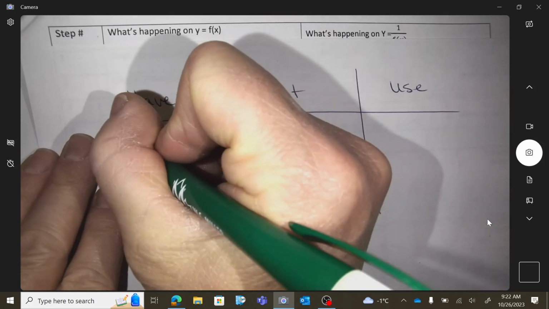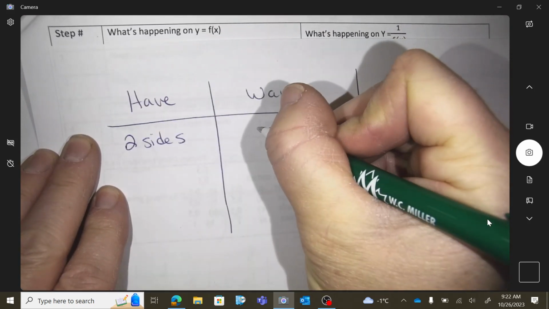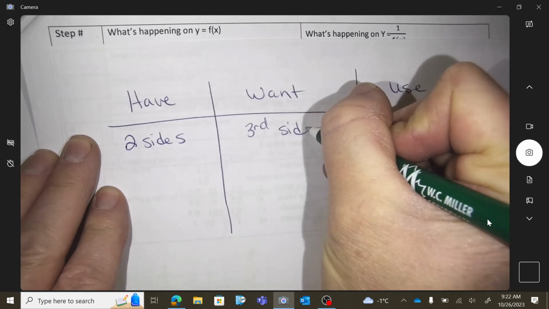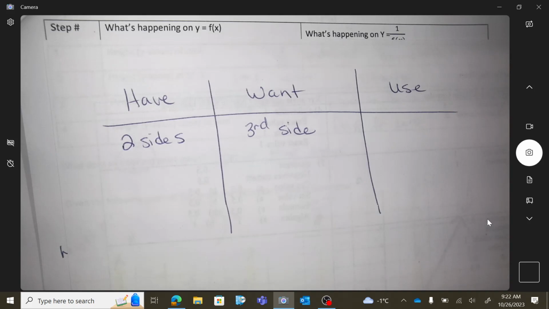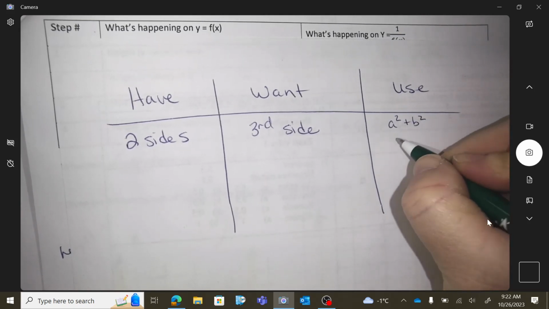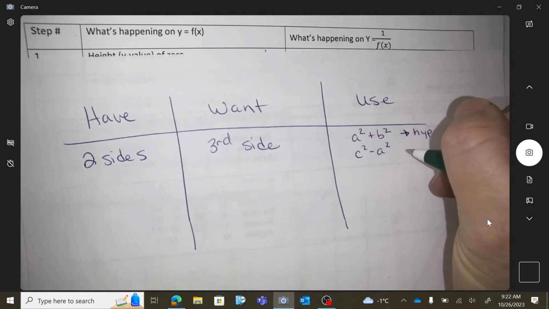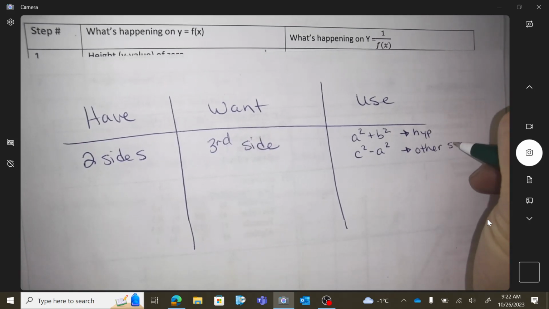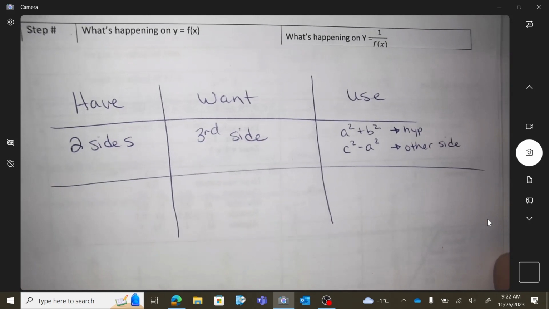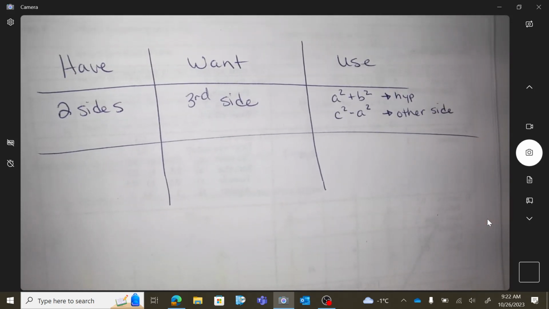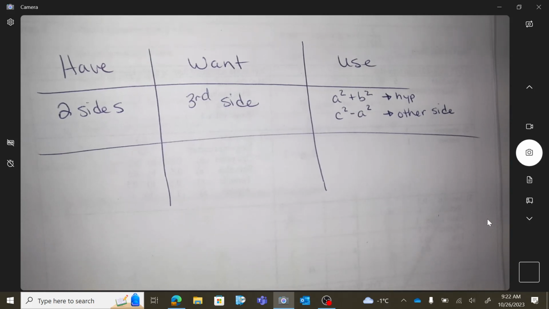So if you were given 2 sides and you want the third side, then I should use Pythagorean theorem. Okay, and then I'm also going to summarize, well, Pythagorean theorem, the add version or the subtract version, right? Because you add to get a hypotenuse, subtract to get a not hypotenuse.